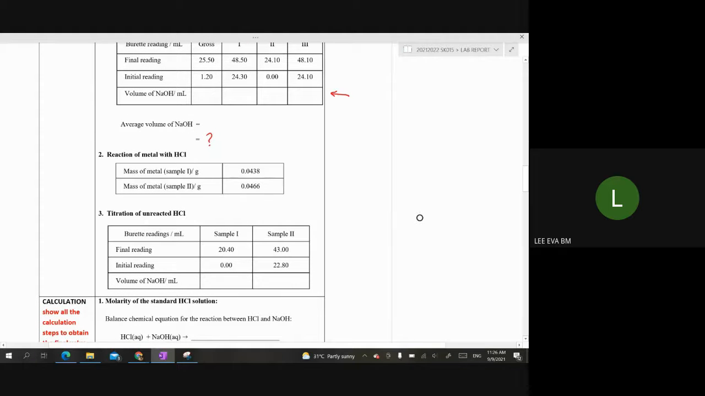Okay, if anyone has done, you can let me know what the average volume is. 24.1. 0. Everyone agrees? Yes. Yes. 25.10 milliliter. Don't forget to jot down the unit.